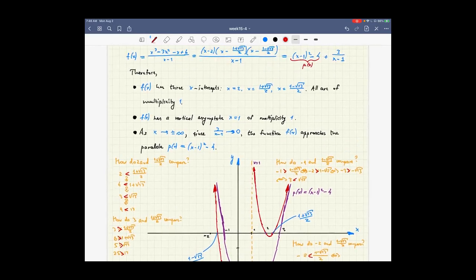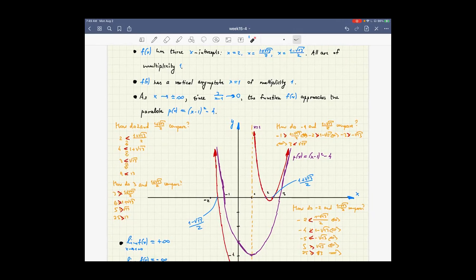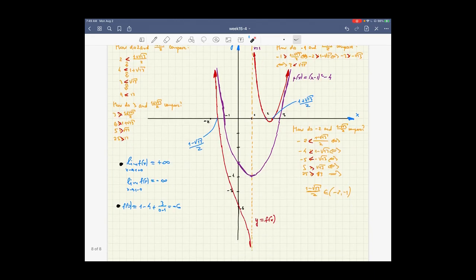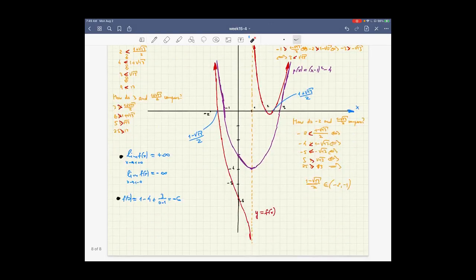Again, it was very helpful to have our function f written in this form, because when x is huge, positive or negative, this part is negligible, and we are left with the parabola x minus 1 squared minus 4. We know the behavior near the asymptote, positive on the right, negative on the left. We know the 3 zeros, all are crossings of multiplicity 1. And that finishes this problem.